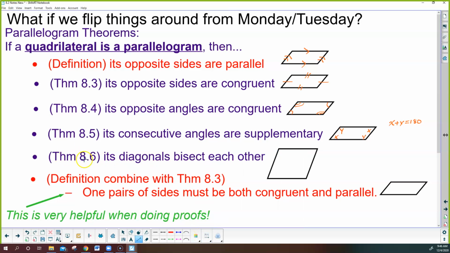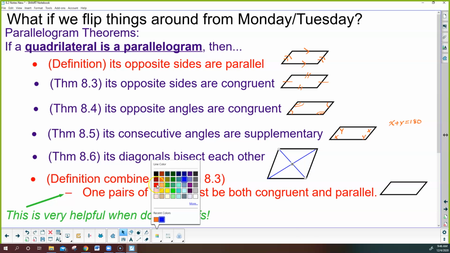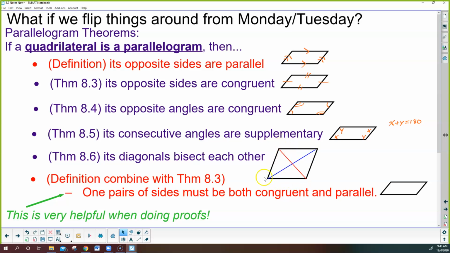So Theorem 8.6 says the diagonals bisect each other. And this is the one that a lot of students end up misinterpreting. So notice this, let's do it a different color. The red diagonal is not anywhere near the same length as the blue diagonal. So the diagonals are not the same length.